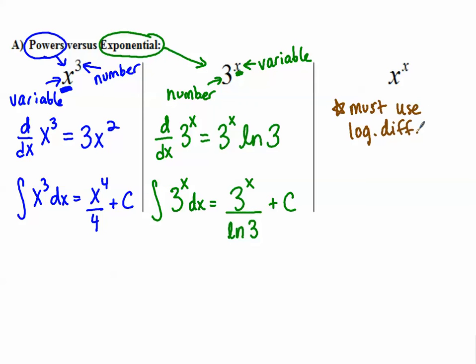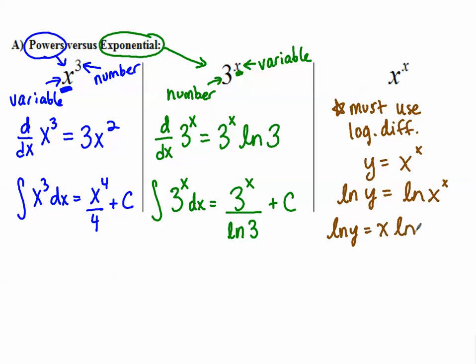How does that look? Well, if we rewrite this, y equals x to the x, then we take the natural log, or any log really, of both sides. It's just the natural log is easier to work with. Then we can use our power rule for this logarithmic expression. So that is now looking like this.